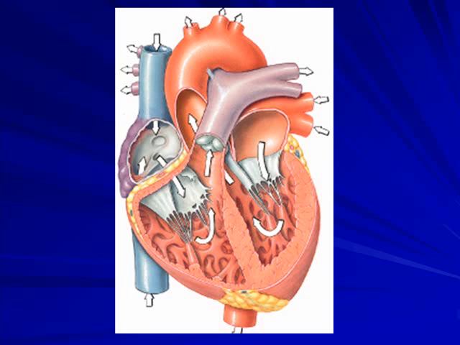You should know what the moderator band is. You should know where the moderator band is located. Again, you should be able to follow the electrical conduction through the heart, starting at the SA node, going to the Purkinje fibers. You should know what the stroke volume is. You should know what the cardiac output is, and what factors make up those two, the stroke volume and the cardiac output. You should know what vessels in the heart carry oxygenated blood and what vessels carry deoxygenated blood.